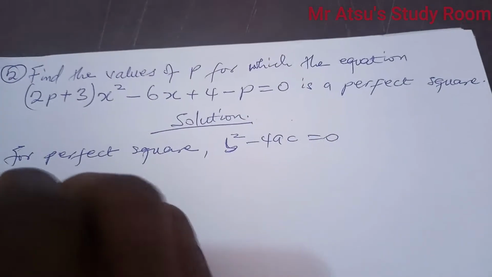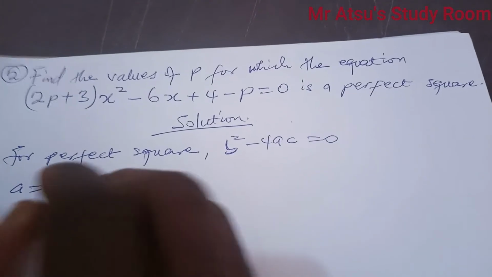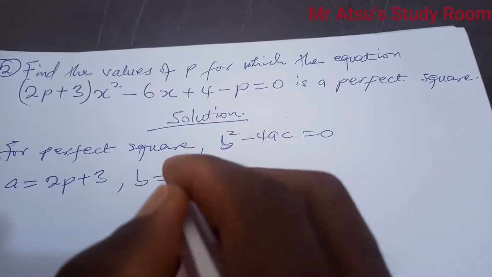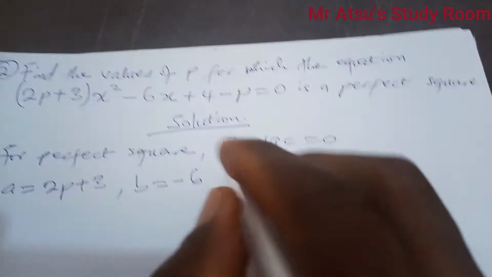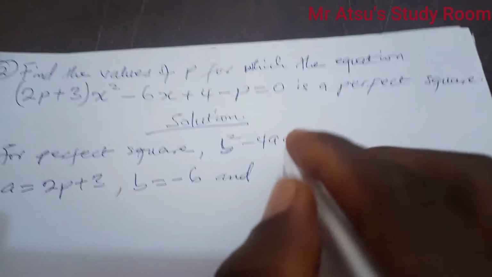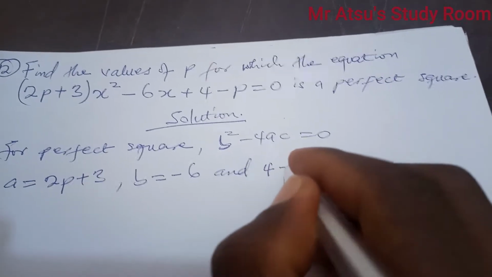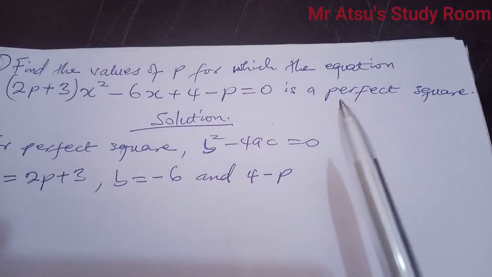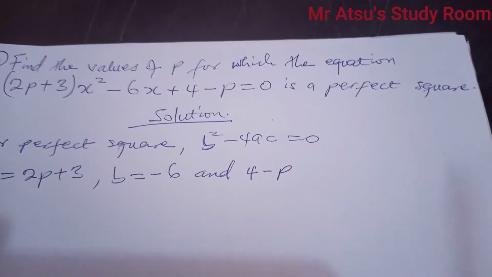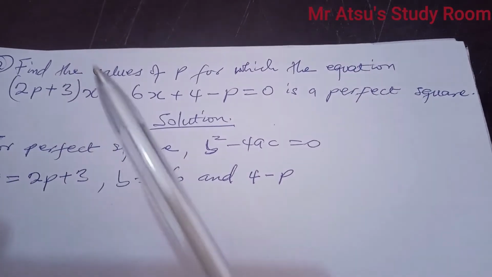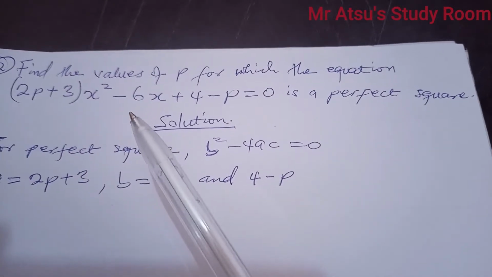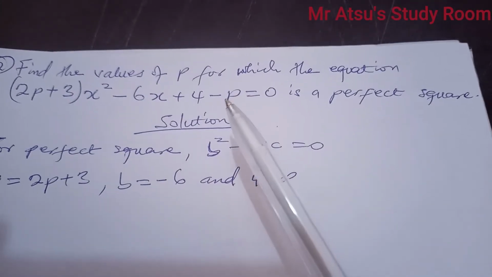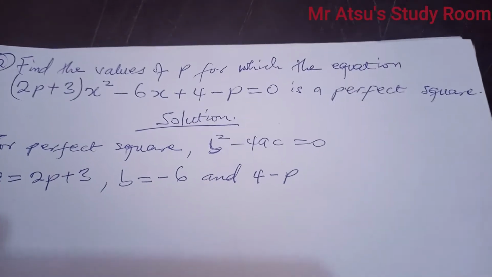And we know that our A is 2P plus 3. B is negative 6. And C is 4 minus P all together, because the C is all the terms that don't have x attached to them. Our A is the coefficient of x squared. Our B is the coefficient of x. And our C is all the terms that don't have x attached to them. In other words, the constant term.